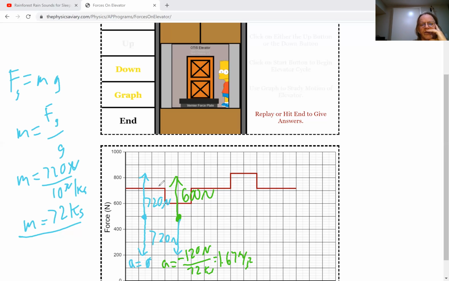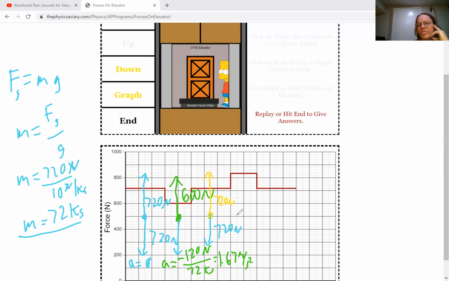Well, here's a question, guys. We're back to this scenario, where if I do a free body diagram right over here, we have it back to 720 going upward. But we know the weight is still the same. That hasn't changed at all. That's still this 720 downward.